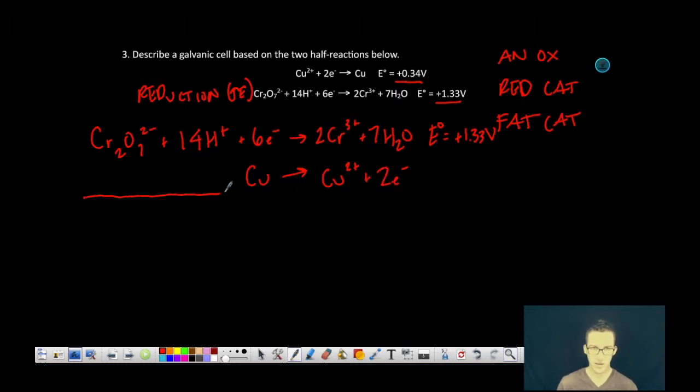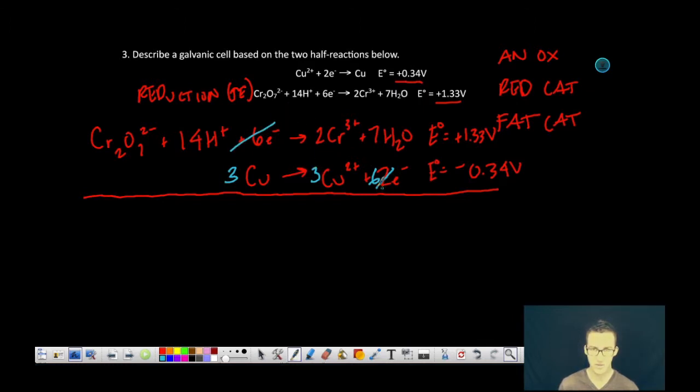Now, before we move on, we need to make sure that we, one, flip the sign of the oxidation half reaction, so it's going to be negative 0.34 volts. And then we want to make sure that we are gaining as many electrons as we're losing. Currently, we've lost 2 electrons, so we've gained 6. To remedy that, we're going to multiply this oxidation half reaction by 3. Again, the reason we do that is we want to make sure that we are gaining as many electrons as we are losing.